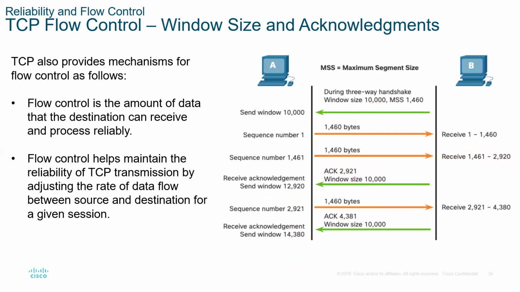In the exam, there is a diagram like this, without these numbers, and maybe you are given the initial sequence number and then asked to fill in what the numbers should be. So you need to use your knowledge of how the sequence numbers change, how the acknowledgement numbers change, and how the window size, the initial one, changes after sliding. Very important.